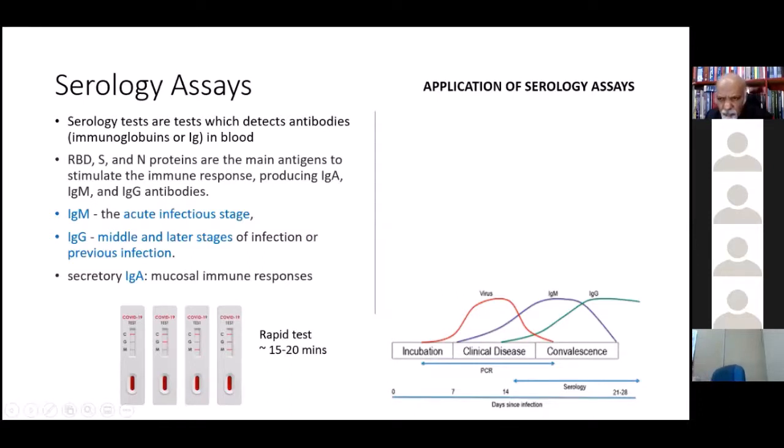IgM usually indicates the acute infectious stage, so it will be the first type of antibody that you see, while IgG represents the middle and later stages of infection or even the recovered infection. So you will see it later, whereas secretory IgA usually represents the mucosal immune response.